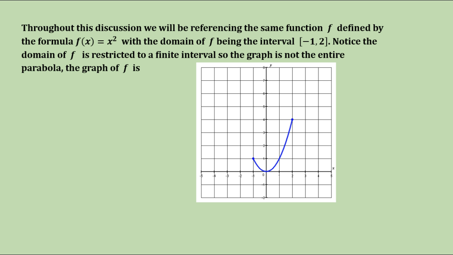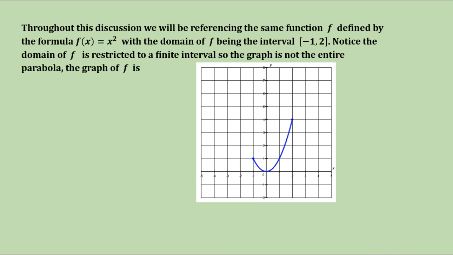And again, throughout this discussion, we're going to use the same function we did in the first video on vertical transformations. It's f of x, which is defined by x squared. The domain is the interval from -1 to 2. Notice the range is between 0 and 4. Relative to the y-axis, our graph is only showing up from 0 to 4.